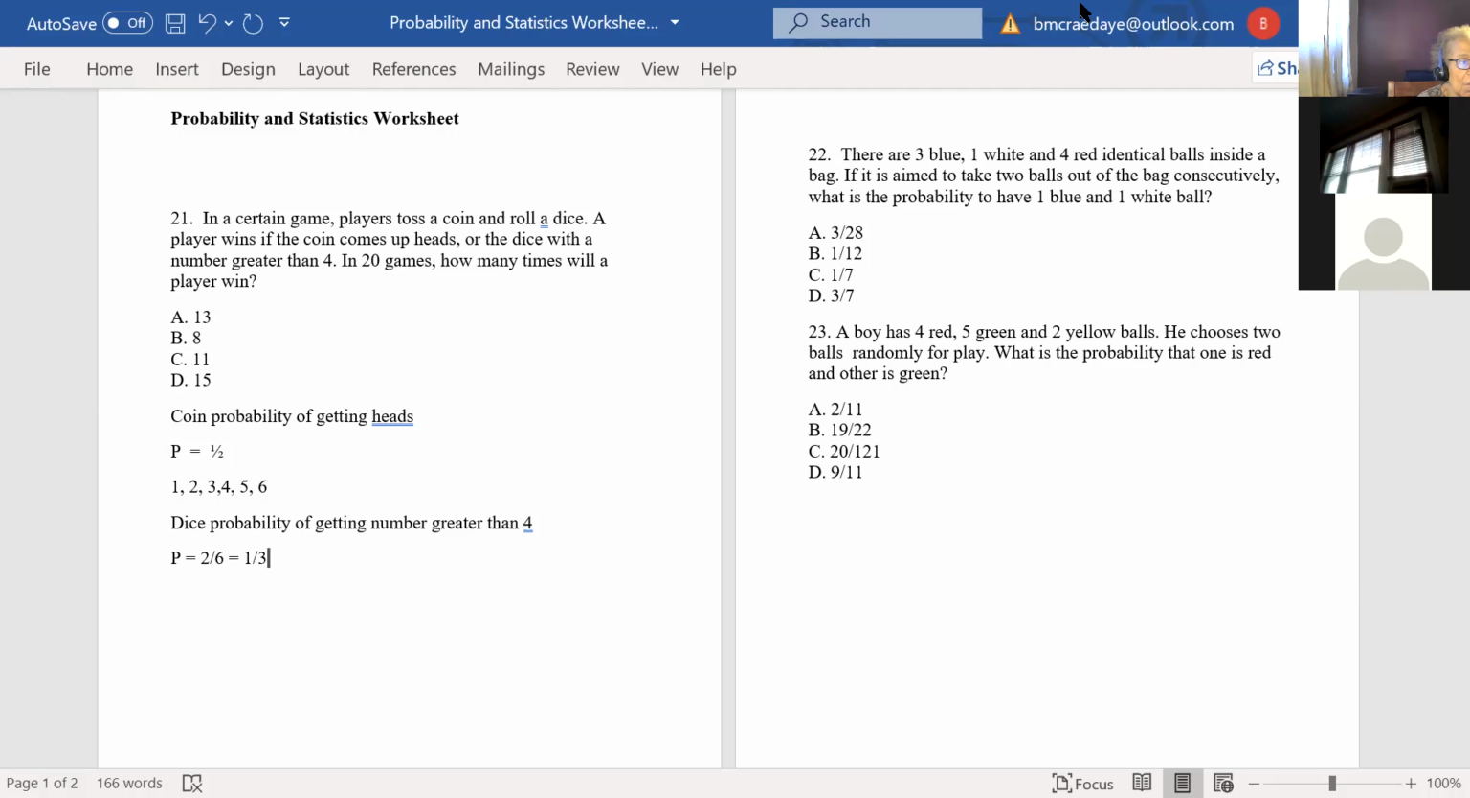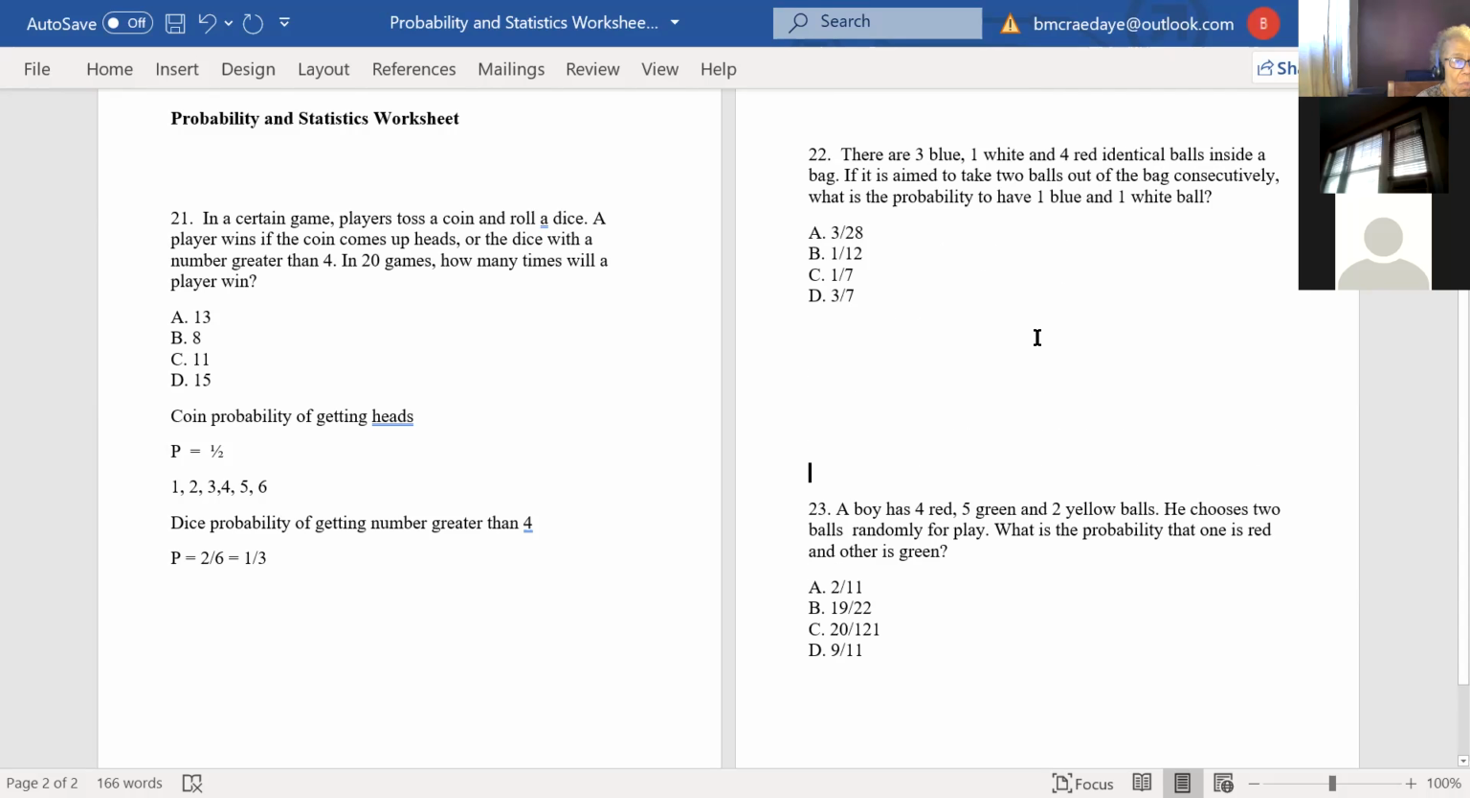Okay. Now, do you see 21, 22, 23? Yeah. Okay. All right. Let's go to 22, because 21 I have to come back to. Okay, 22. Two balls out of the bag. And so what's the problem to have a blue and a white? Okay, Maureen, did you get an answer on the 22?